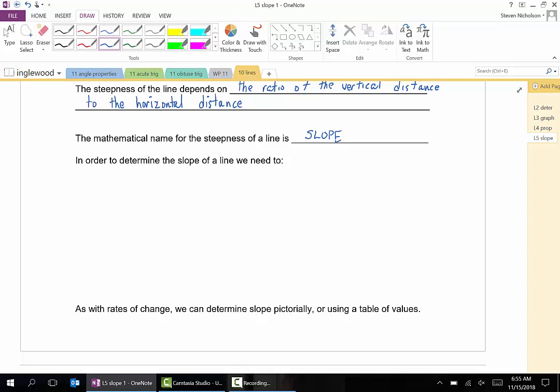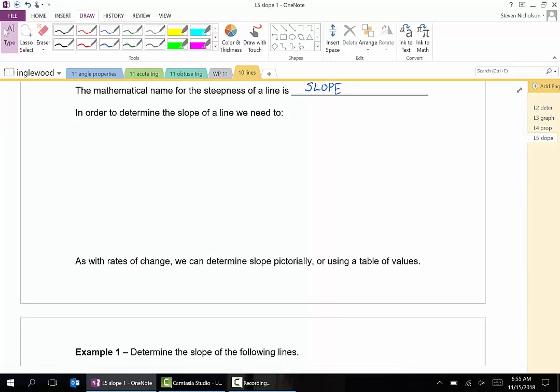So in order to determine the slope of the line, the steepness of the line, here's what we need to do. The key thing right off the bat is to understand slope is a straight line word. Only lines have slope. Curves don't have slope. Circles don't have slope. So key idea number 1, understand that slope is a straight line word. And again, that's kind of redundant, right? Lines are straight. In order to determine the slope, we need to be able to figure out the vertical distance between 2 points and the horizontal distance between the same 2 points.